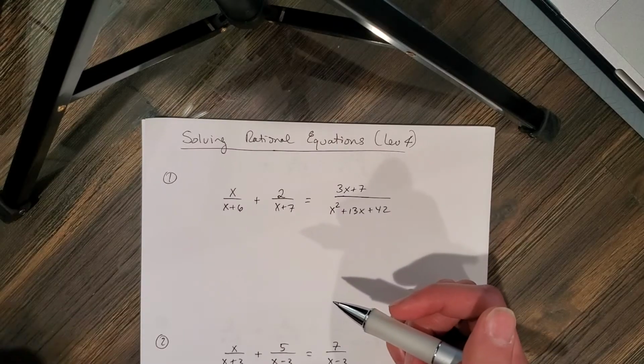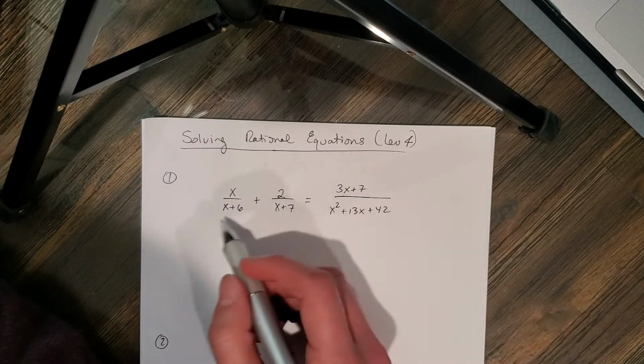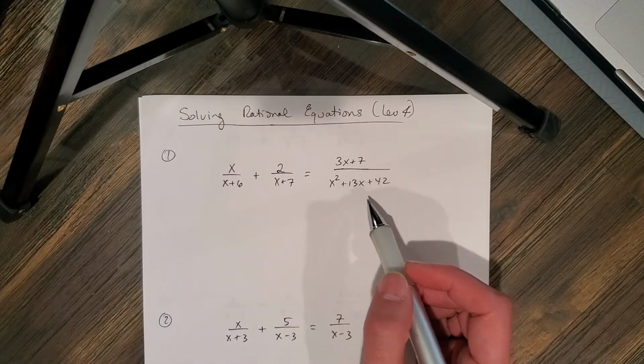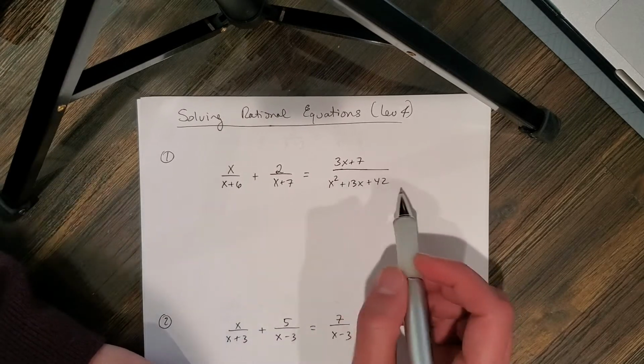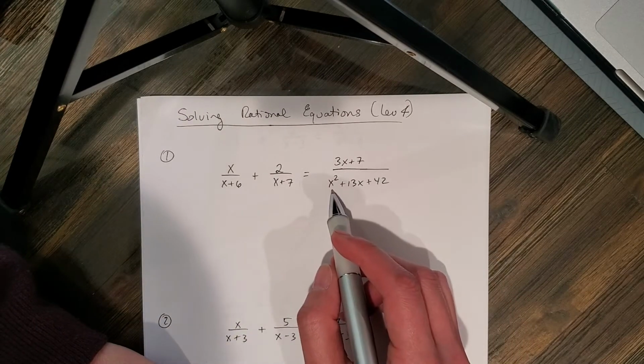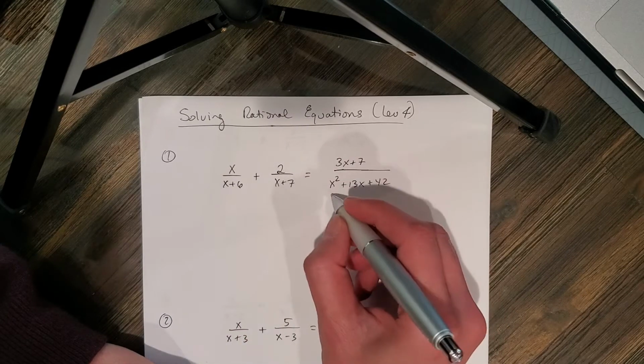All right, guys, we get to the last level of problems here for solving rational equations. Notice here, it's a little bit more complicated, right? The denominators here. So what we're going to do is factor any denominator that has not been factored first. Okay, so let's factor this. Notice we have x plus 6, x plus 7, and right here we have a trinomial. So let's go ahead and factor this out.